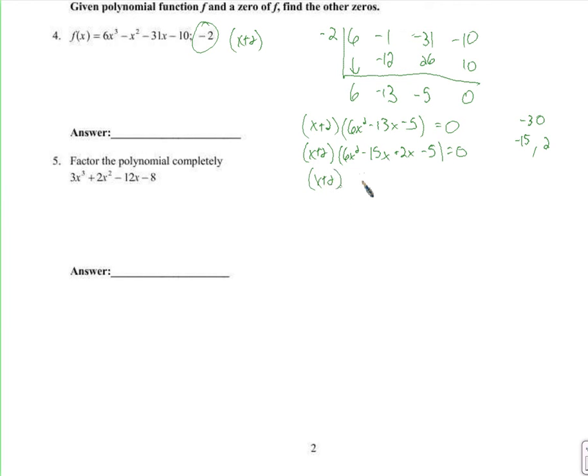X plus 2 times this group has a 3x in common, so that leaves us with 2x minus 5. This group has a 1 in common, that leaves us with 2x minus 5 there. So we have x plus 2 times, factor out this 2x minus 5. We're left with 3x plus 1. Set this equal to 0, you get x is negative 2. We knew that already. Set this equal to 0 and solve for x, you get 5 halves. Set this equal to 0 and solve for x, you get negative 1/3.